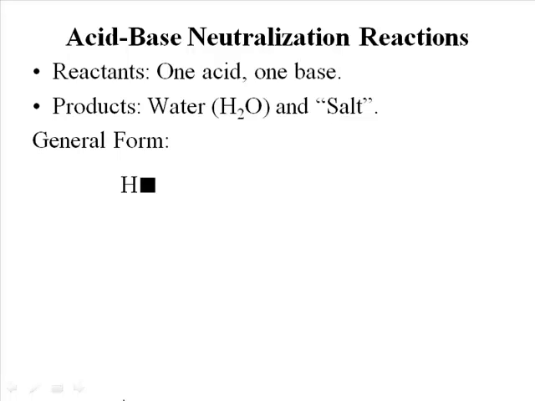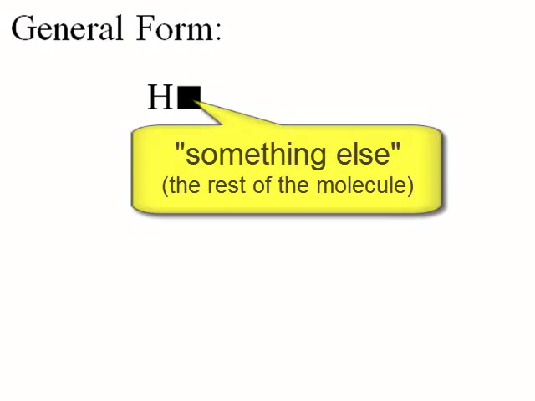imagine the acid as being hydrogen bonded to something else. Acids are defined as acids because they dissociate or donate hydrogen ions into solution. So we'll represent our acid as being hydrogen bonded to something else, and we'll represent that with a black box because right now we don't know what it is.